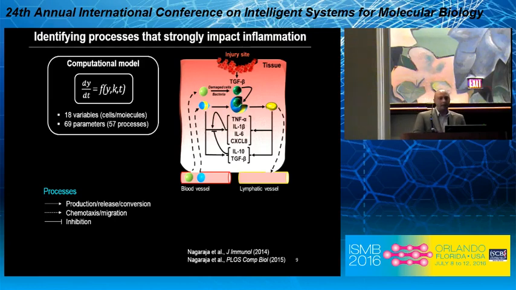And the model has 18 variables. These variables represent essential inflammatory cells and molecular mediators. The model has 69 parameters. These parameters represent the rates of 57 molecular and cellular processes, which means that we can assess the contributions of different processes to the inflammation time course by determining the influence of different model parameters on different model variables.